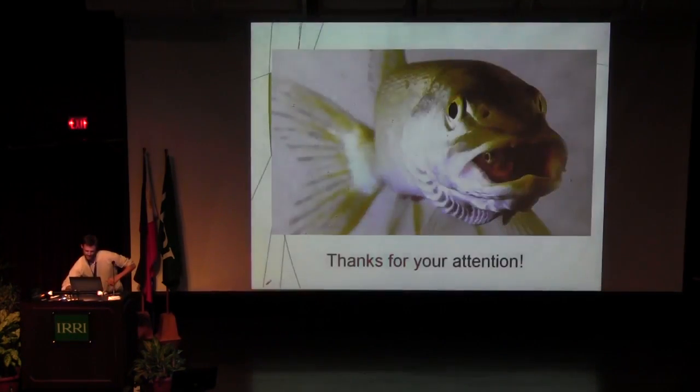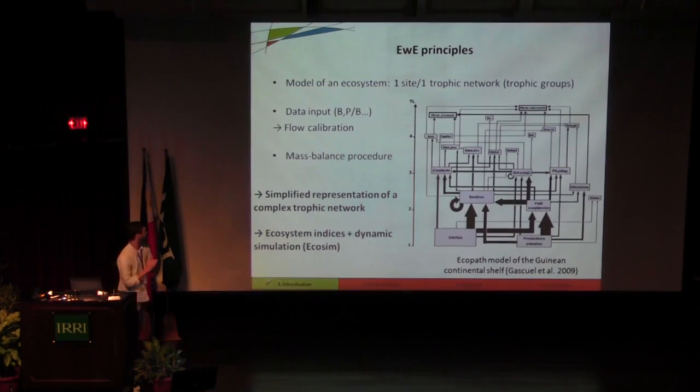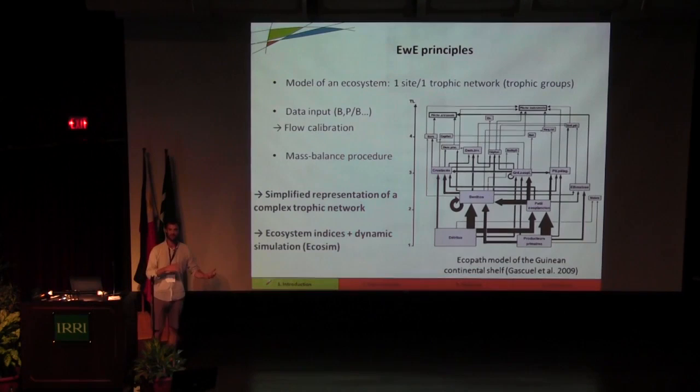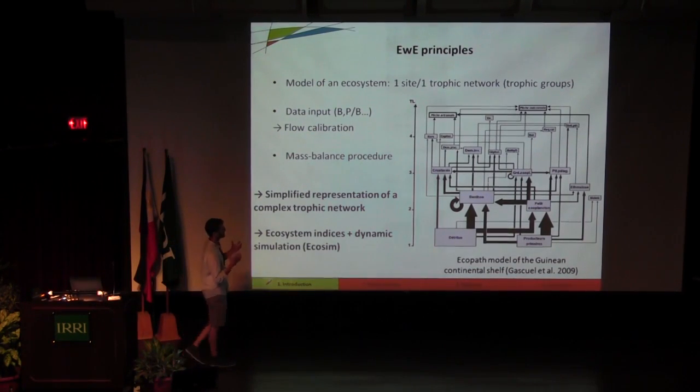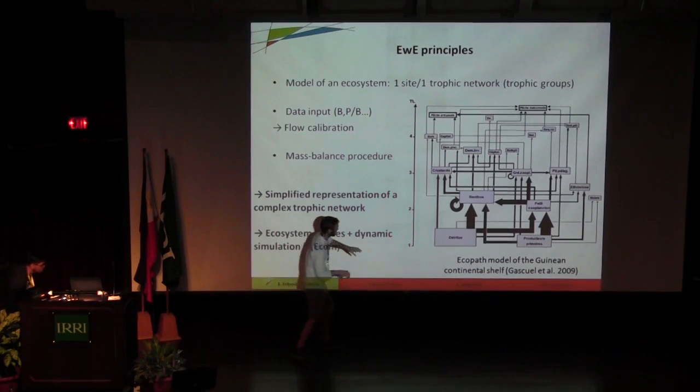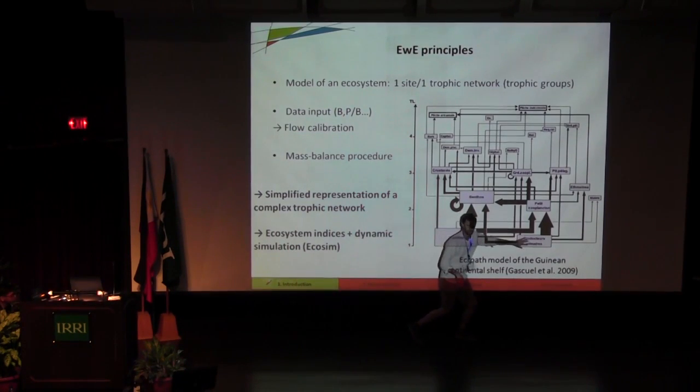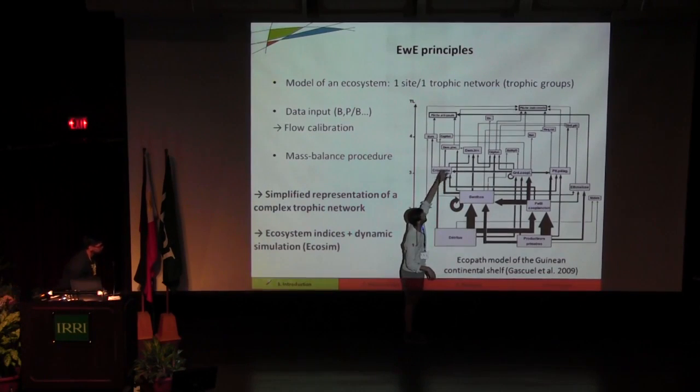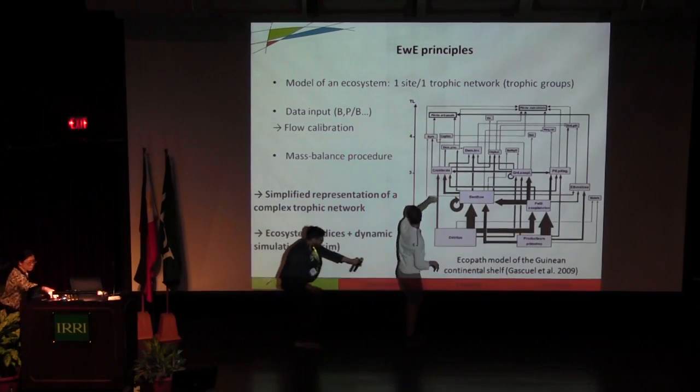Let's go back to EcoPath with Ecosim. It's a very famous ecosystem model for marine or freshwater aquatic ecosystems globally. The idea is that you model one ecosystem, that is to say one site and one trophic network, and you try to represent the whole trophic network, starting from detritus and primary producers to higher trophic levels, and also fisheries.